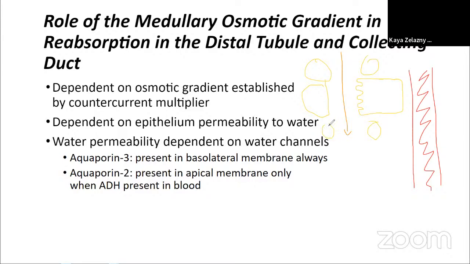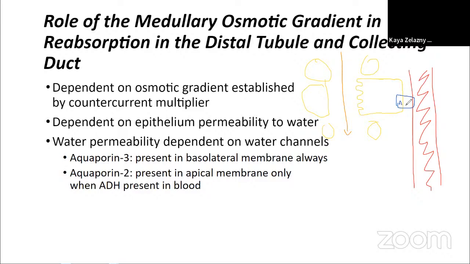So what we're doing with ADH is controlling the permeability of this epithelial cell that we're focusing in on. And the way we do that is we control where and how many aquaporins we have present. So there is always an aquaporin 3 on the basolateral membrane. And I just drew it all the way across so you can think of the water going all the way across. It's not physically attached to the bloodstream.